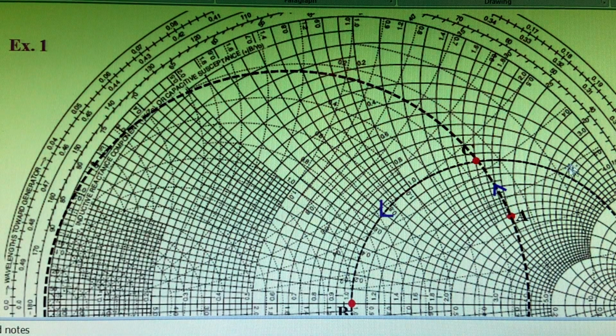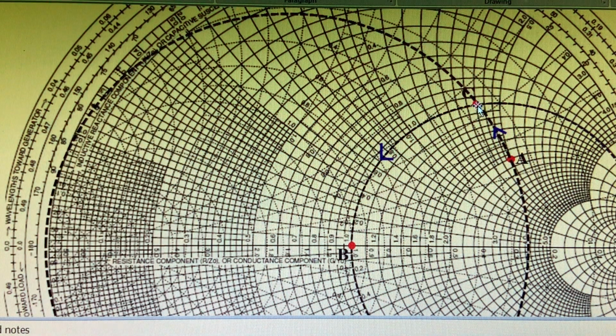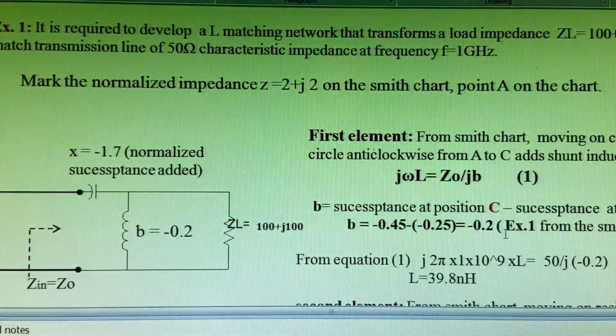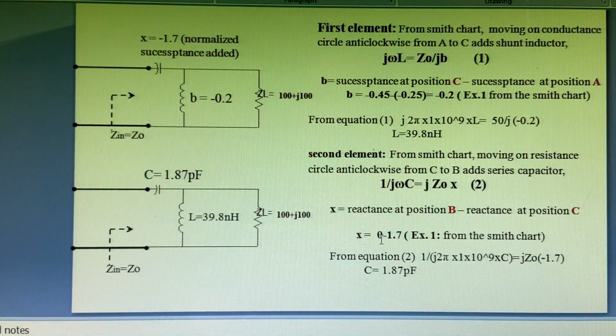So the reactance at this position is 1.7. The reactance values are positive in the upper part of this Smith chart. So we got the reactance at position B as 0, and the reactance at C as 1.7. That we have to substitute in the equation here. So 0 is the reactance at B and the reactance at C is 1.7. So the answer is a reactance value of 1.7.